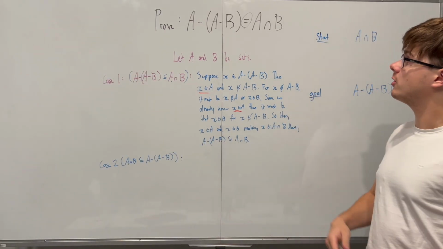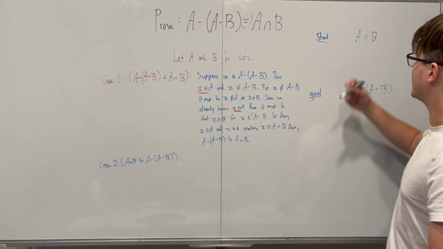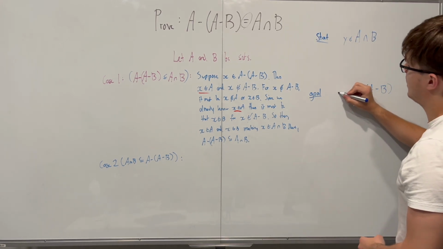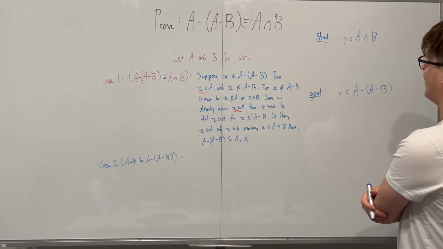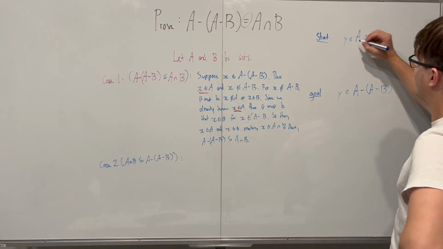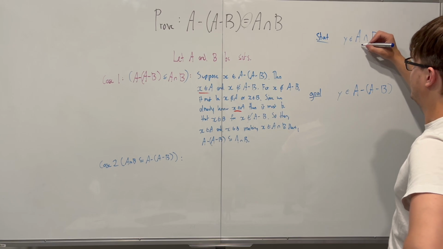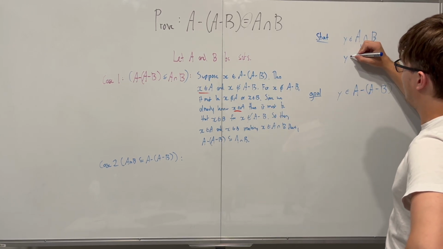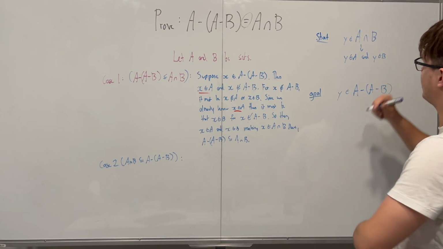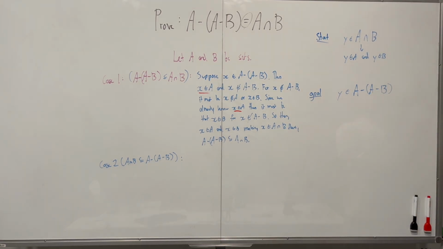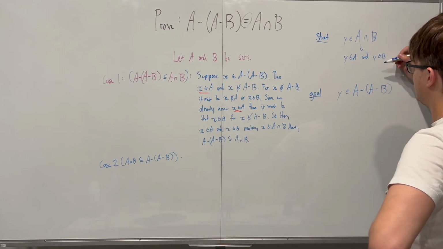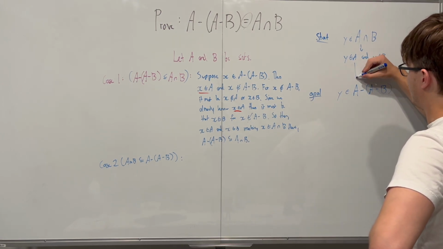Okay, so in order to show that the right-hand side is a subset of the left-hand side, we have to show that any element, for example, y on the right-hand side, is also going to be on the left-hand side, similar to how we did the first case. So let's break this down. What does it mean for y to be an element of A intersect B? Well, it must mean that y is in A and y is in B. Fantastic.